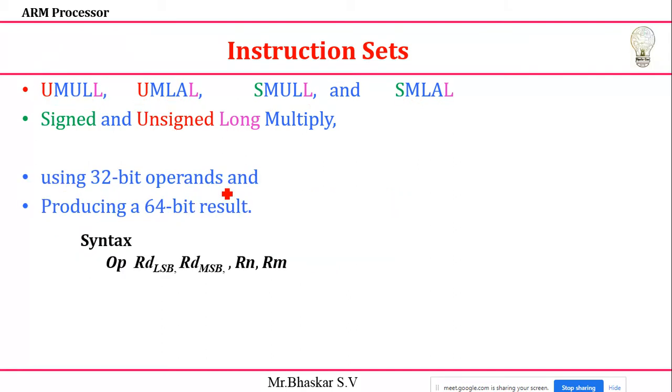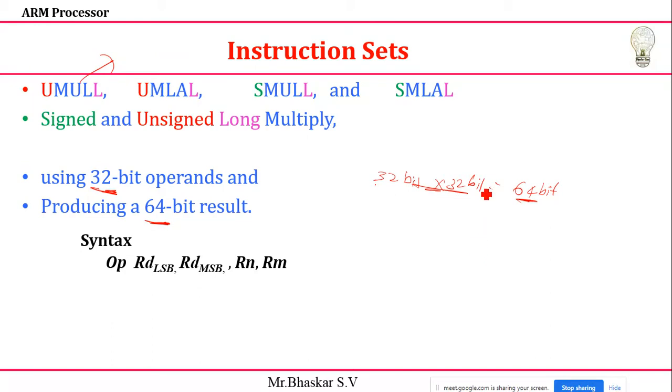Okay, let's take one example. But before going to that, remember, generally we are going to use 32-bit operands and produce a 64-bit result. Here are my operands. In each register I can take a maximum of 32 bits, so 32-bit times 32-bit, and the result I can get is up to a maximum of 64 bits. By using this instruction, I can get a maximum 64-bit result.